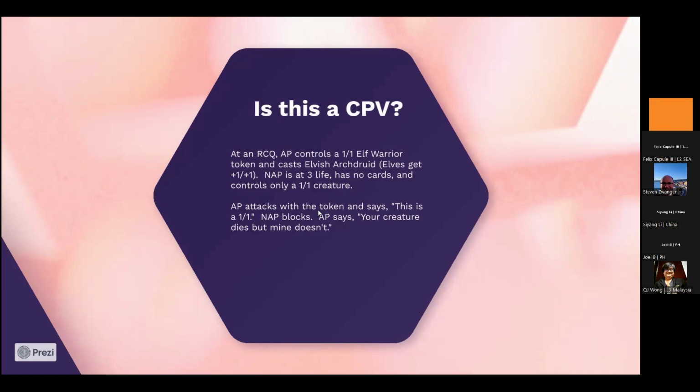But this is actually not an incorrect statement, because this elf warrior is printed as a 1/1. It has 1/1 on the card. So if the active player says this is a 1/1 token, that statement is not misrepresenting derived information. And although the active player 100% made a decision based on the statement, because the statement does not violate the communication policy, it's not a CPV. There are ways they could say that where it would be a CPV, but just saying this is a 1/1, this is the printed power and toughness, is not a misrepresentation.